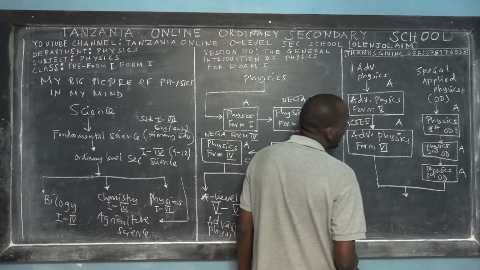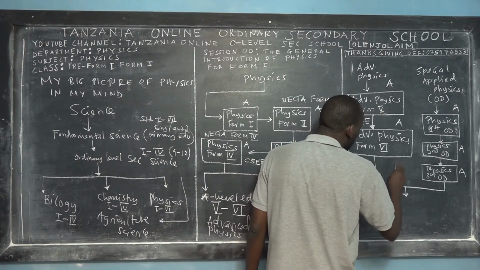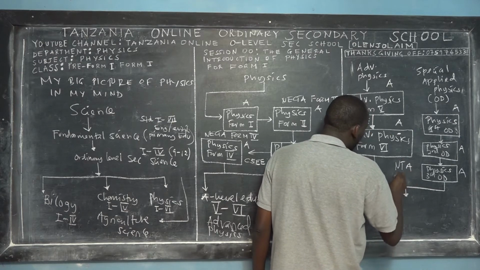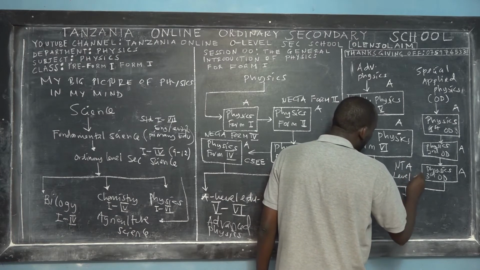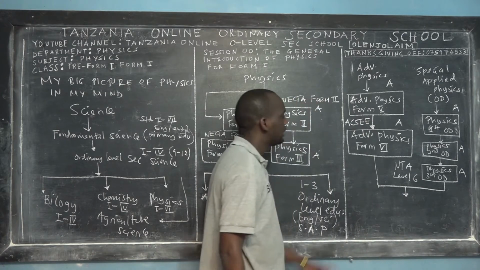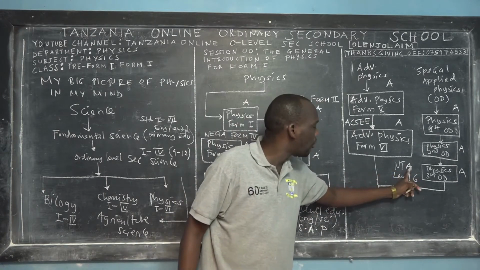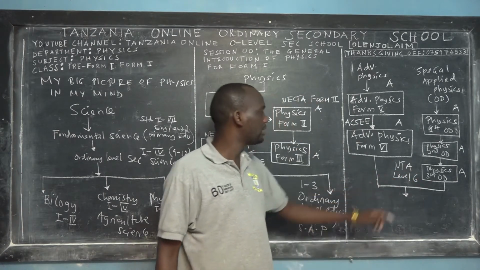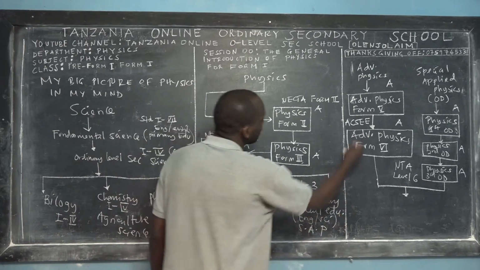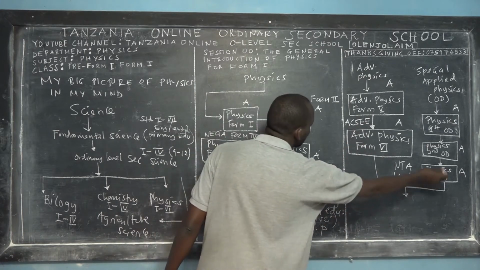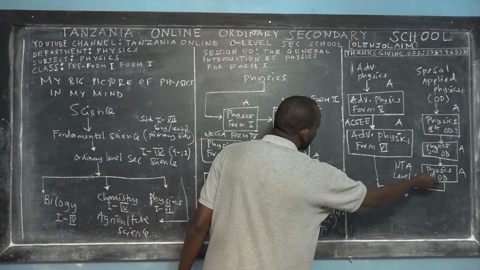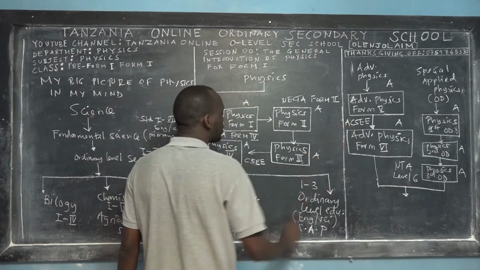So then, when you pass this route or this route, you will also be rewarded a certificate, and this certificate will be NTA level. It's called the NTA level 6, National Technical Award level 6. You will be awarded a certificate there, just like this one. It is equivalent, but this is a kind of specific certificate, rather than this, which is the general certificate.